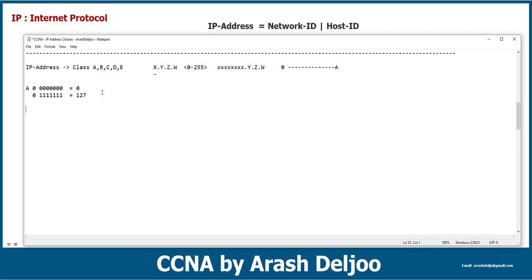After that, we have class B. In class B, when an IP address starts with 1 and continues with 0, that is class B. Look here, let me write it to give you more information. Look at here, 1, 0. If an IP address starts with 1, 0, that is class B.